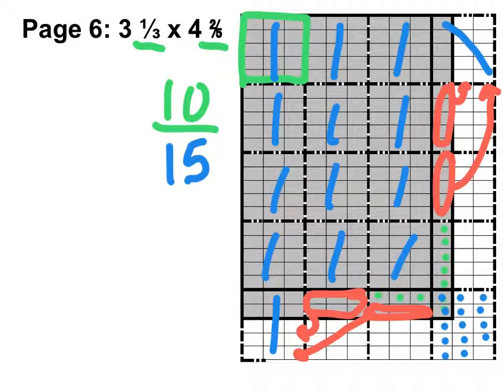Or if you feel a little bit safer and you want to go and count one of the holes that is shaded, 1, 2, 3, 4, 5, 6, 7, 8, 9, 10, 11, 12, 13, 14, 15. So there's 15. So then the whole number out front, 1, 2, 3, 4, 5, 6, 7, 8, 9, 10, 11, 12, 13, 14.